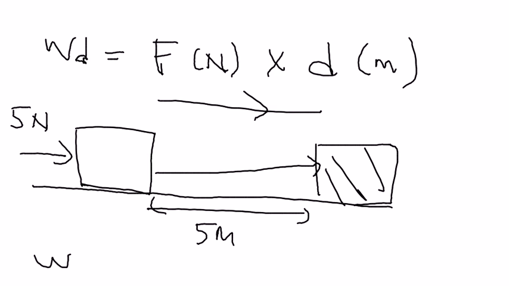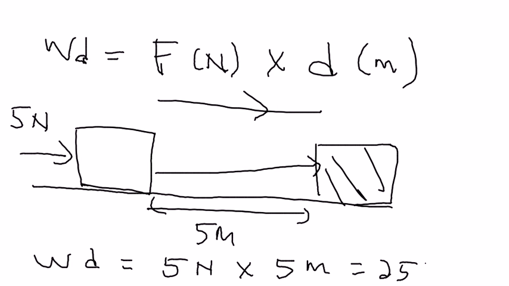According to the formula, work done is force 5 Newton multiplied by the distance moved in the direction of the force, 5 meter, which is 25 Newton meter. This is an example of how we can use force to calculate work done.